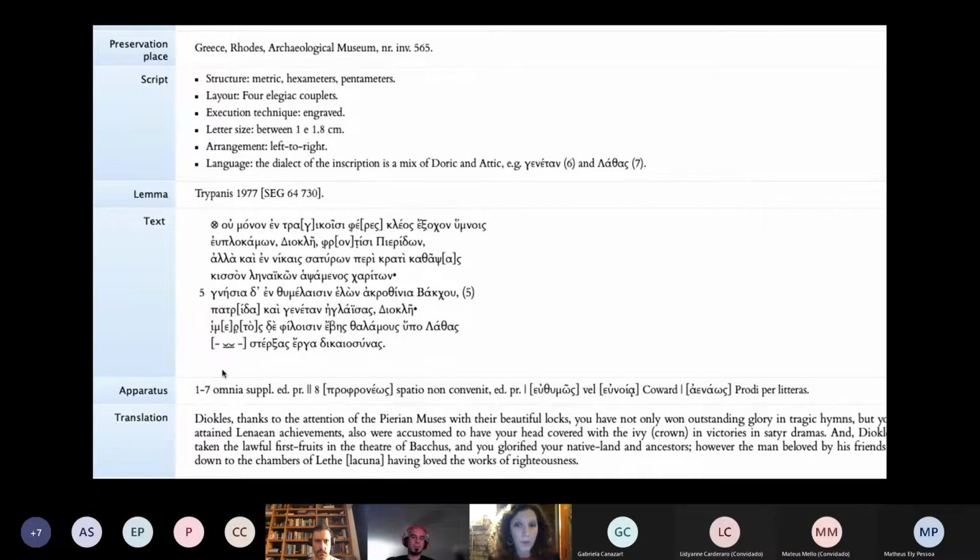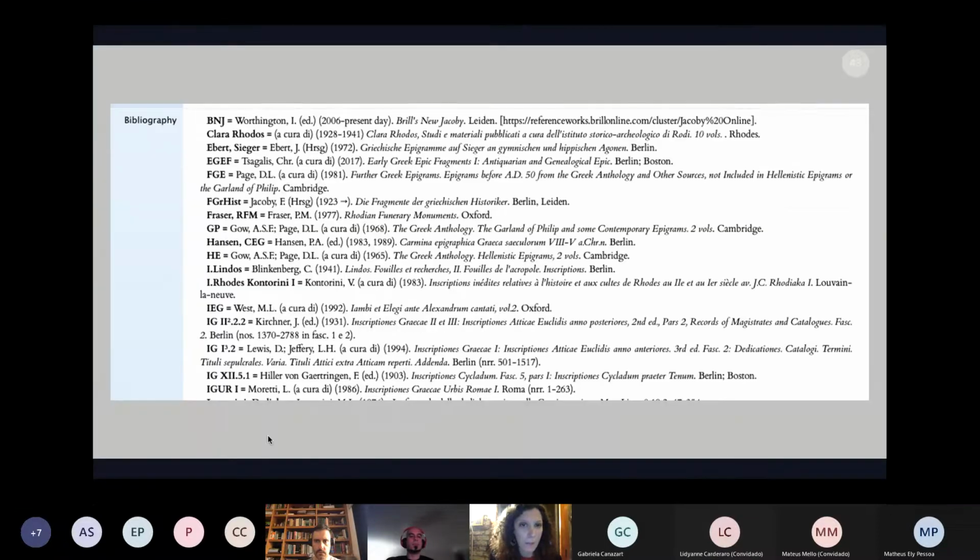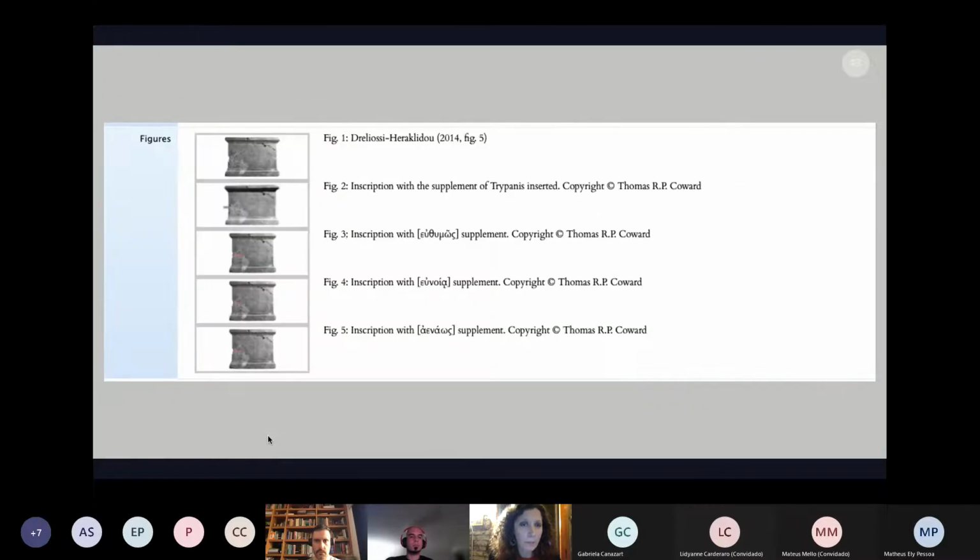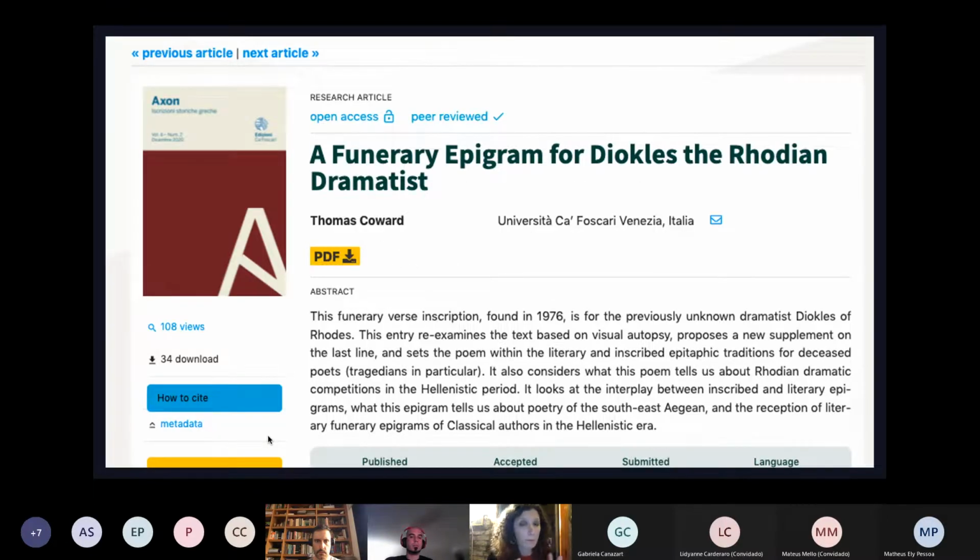And then we have the text, of course, the apparatus, so all the different readings of the same passages, and the translation, bibliography, of course, and when applicable, also the photographs and the description. And lastly, in our database, we have a link to the Axon journal. That is a journal indeed. It is published every 6 months, and it is also peer reviewed.